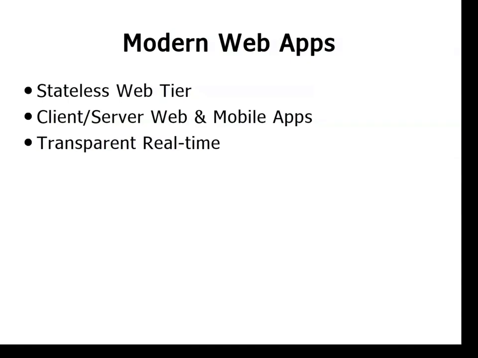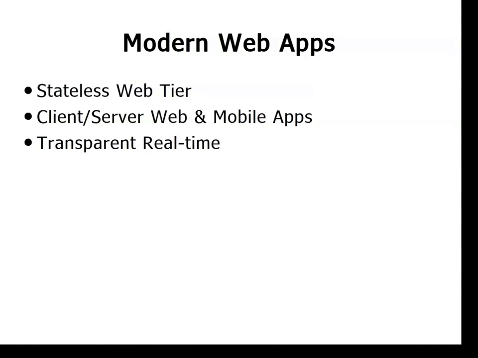So I want to start talking about some of the trends that we're seeing happen with web applications right now. We're seeing this big change in how we build web applications. Some people are calling it modern web apps. I don't think we've totally decided on a term yet, but there are three primary characteristics of modern web apps and the changes that are happening.